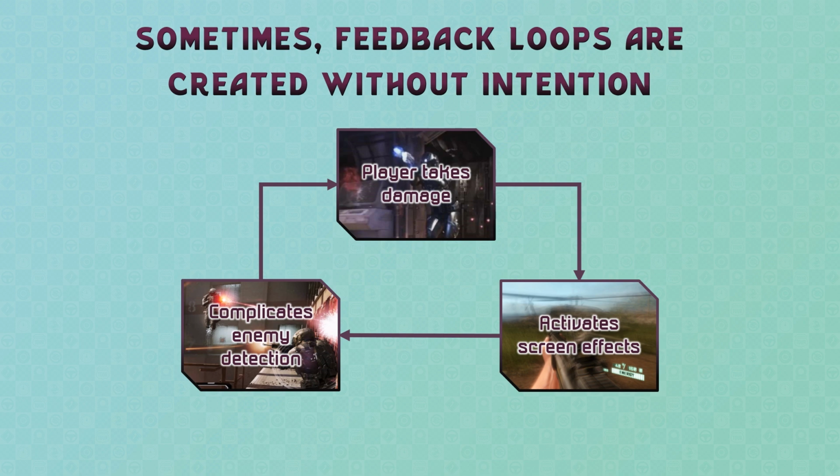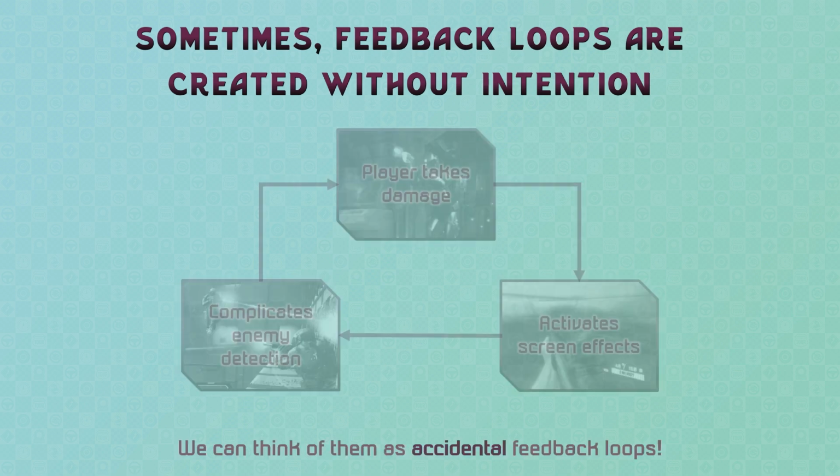We can see already that this forms some kind of death spiral that you know by now is an example of a positive destructive feedback loop, and this was probably never intended to be a feedback loop. Instead, those screen effects were probably added to clearly communicate to the player that something dangerous is happening, but by doing so the designers unintentionally created this positive feedback loop. Because of the lack of intention here, I would say we can think of those as accidental feedback loops.